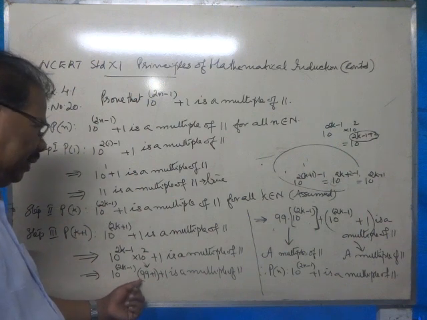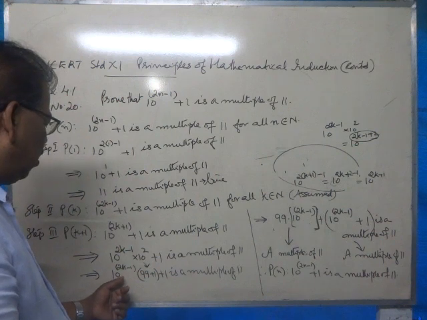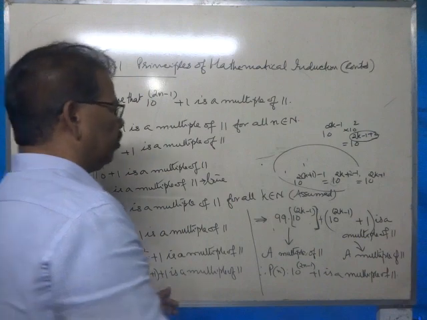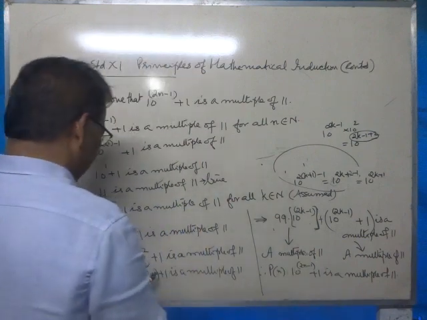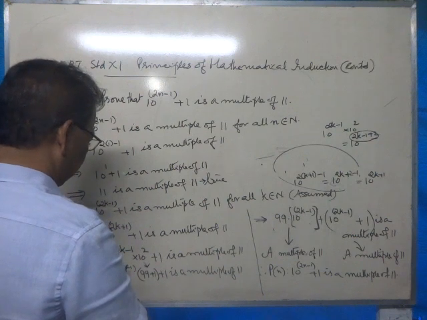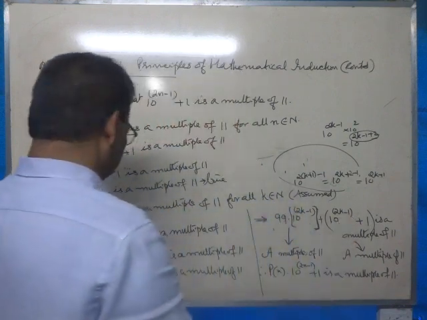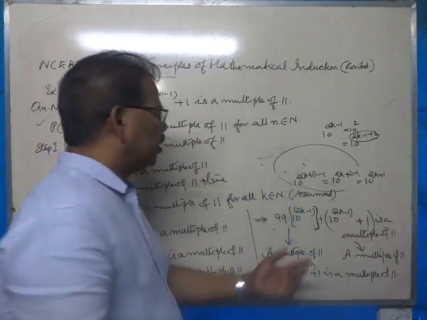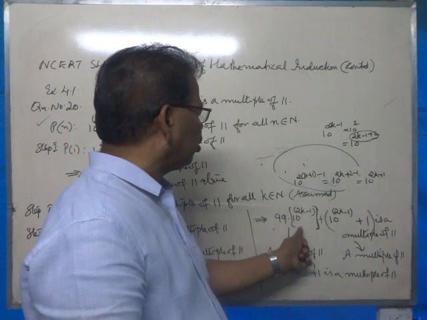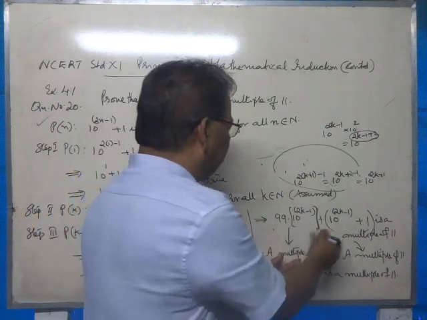Now in the next step, 99 into 10 raised to 2k minus 1 plus 10 raised to 2k minus 1 plus 1. We get 99 into 10 raised to 2k minus 1, then 1 into 10 raised to 2k minus 1, the remaining is plus 1. Then consider these two terms. The first term is 99 into 10 raised to 2k minus 1. It is obviously a multiple of 11. We can divide this term by 11.